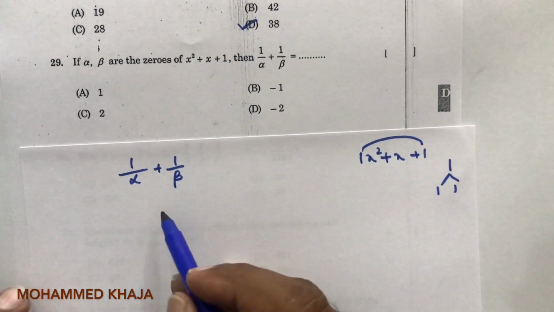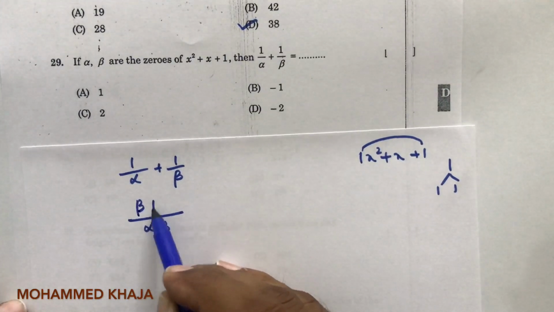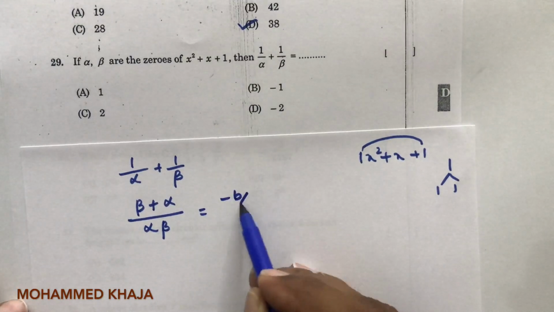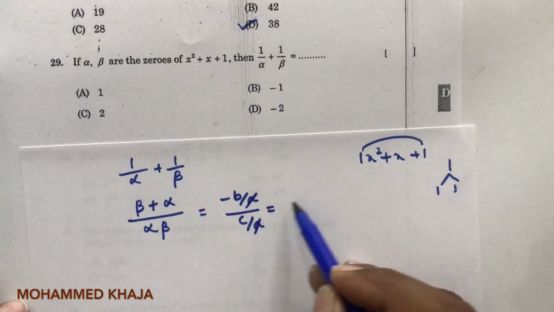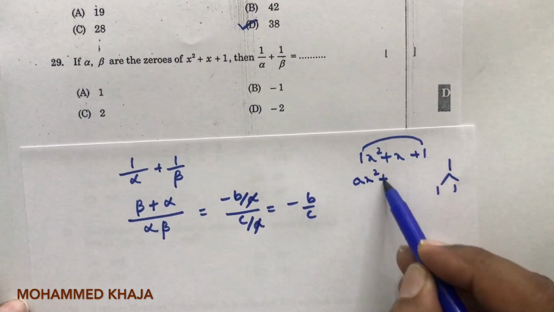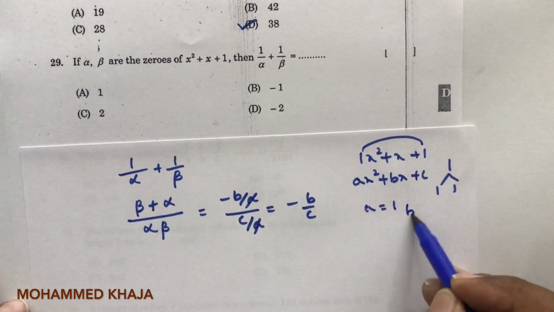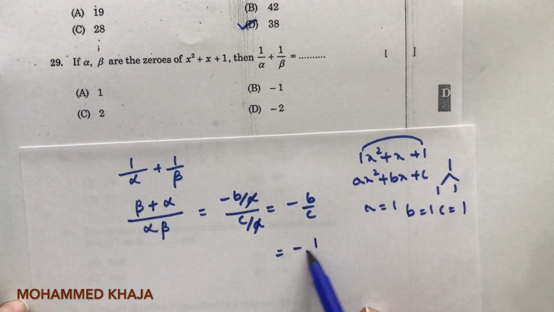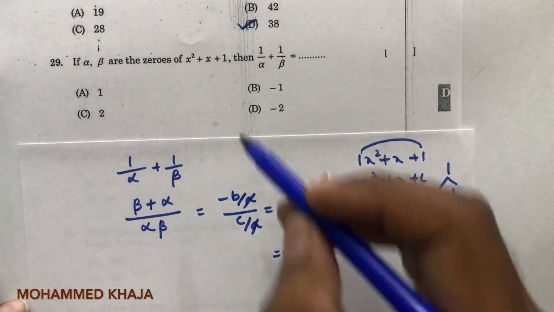So use another method. Take the LCM, alpha beta. Here you will get beta plus alpha. Now alpha plus beta is minus b by a, and alpha into beta is c by a. A and a cancel, so minus b by c. If you compare this quadratic polynomial with the standard one, you will get the a, b, c values. A is 1, b is 1, c is 1. So minus 1 by 1. So the answer is minus 1. So the correct option is B.